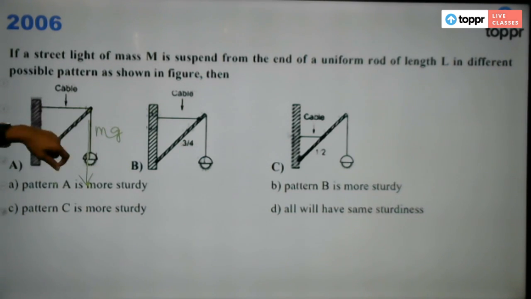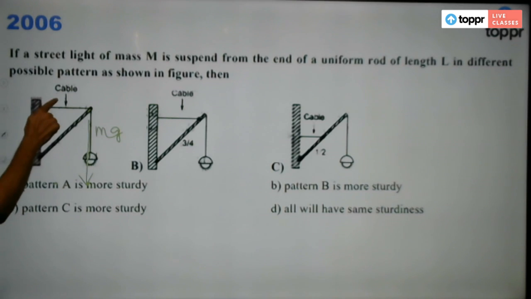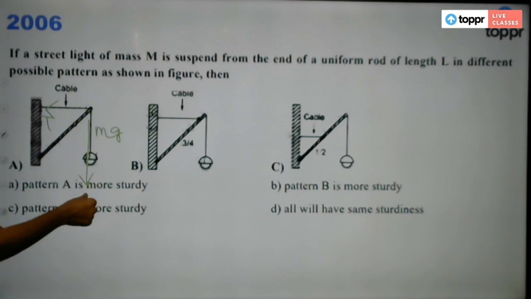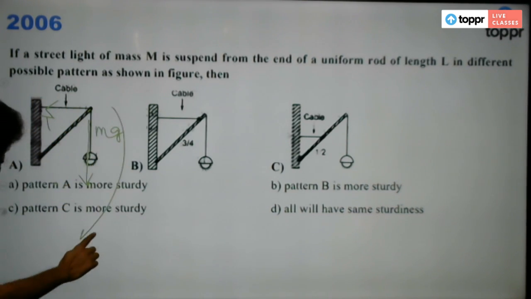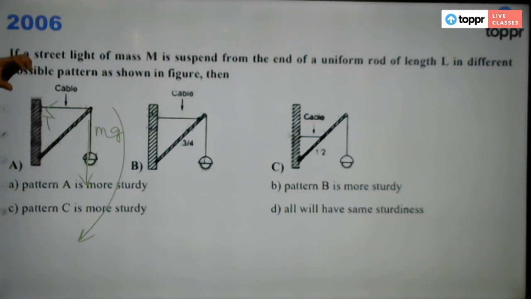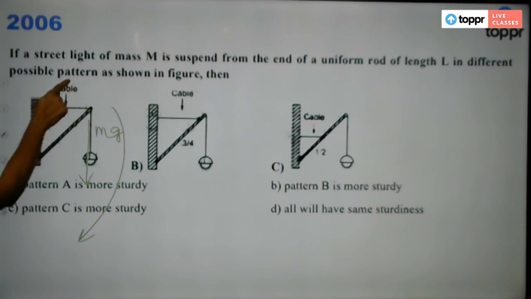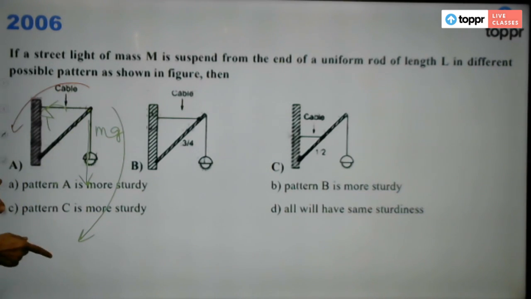Clear? And also the cable, the tension within the cable, that is T. Clear? Now the weight of the body is trying to rotate the whole thing in the clockwise direction, whereas the cable is pulling it and trying to rotate it in the anti-clockwise direction. So what we try to see, when it is trying to rotate it in opposite direction, they must remain balanced.